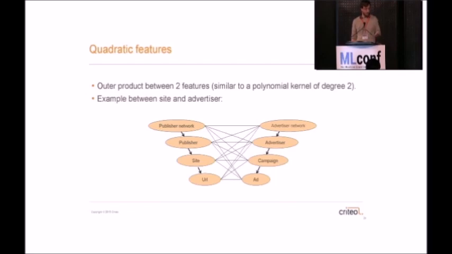So what you do typically is that you add quadratic features, which allows you to handle the interaction between two variables, for example, the publishers and the advertiser. But then you really start to have lots of features, because you have a combinatorial explosion when you add high order terms, and then you have to have a way to deal with this.